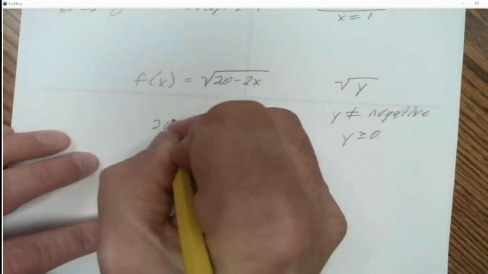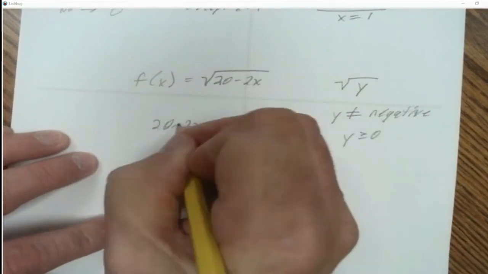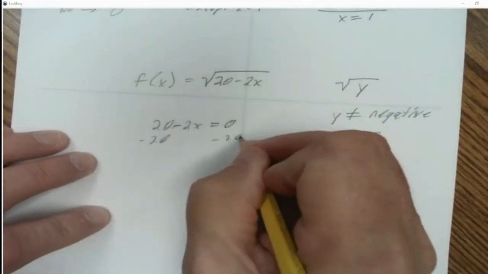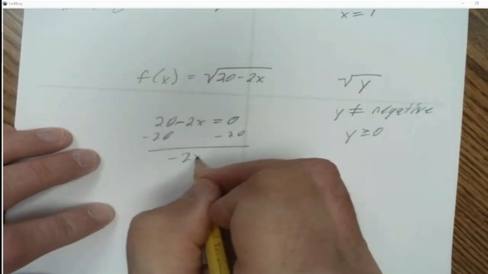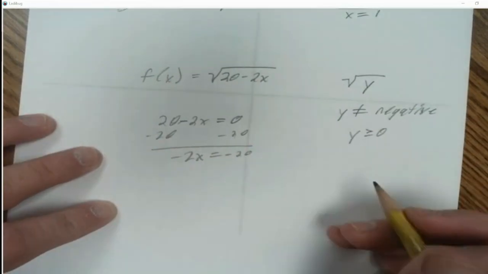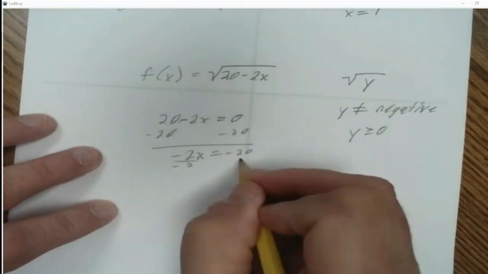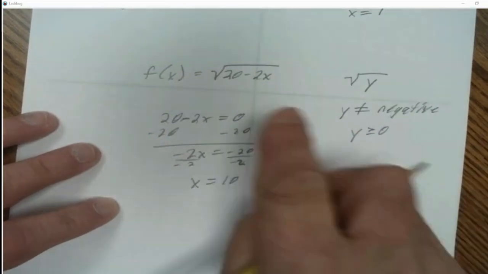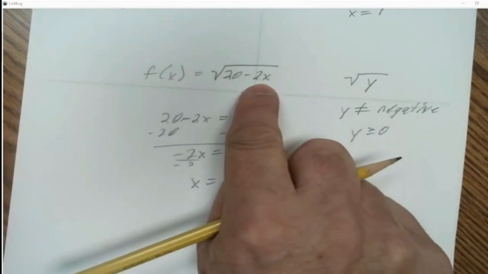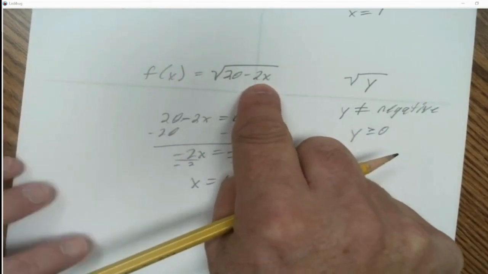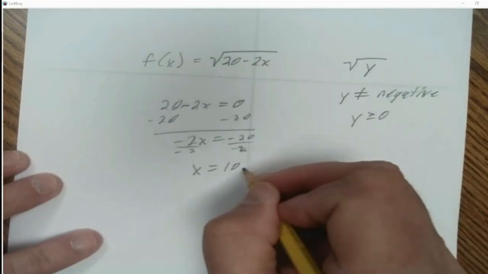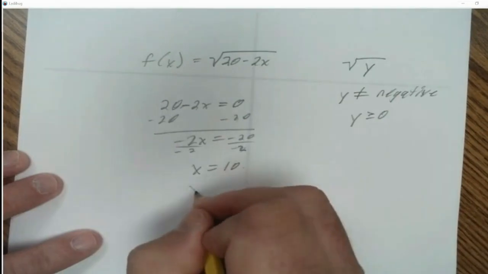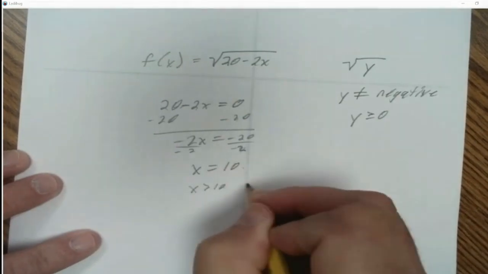So 20 minus 2x has to be at least 0. So subtract 20. Negative 2x equals negative 20. Divided by negative 2. So x equals 10. So if x equals 10, this is 0. That's okay, because we can be 0. But which way do we need to go? Can x be larger than 10 or can x be smaller than 10? One of those does not work.